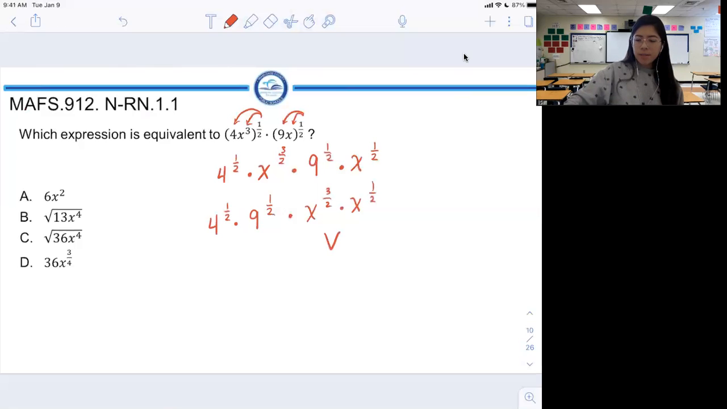Can I add these two together? No, because they have to have the same base. We'll talk about these in a second because there's something else we can do with those. But for now, let's add 3/2 plus 1/2, which is 4 halves, which is 2.